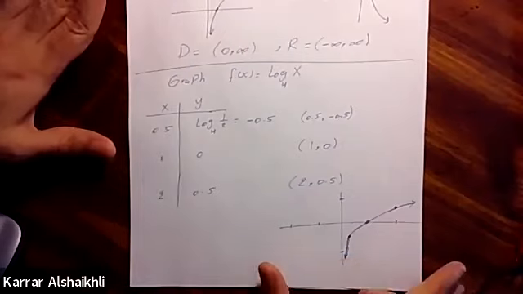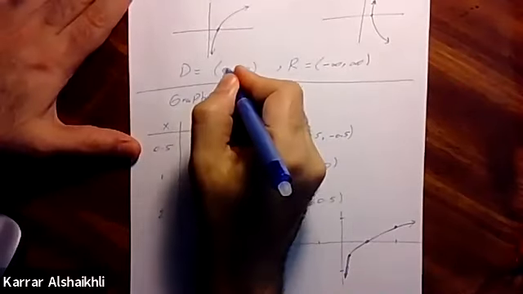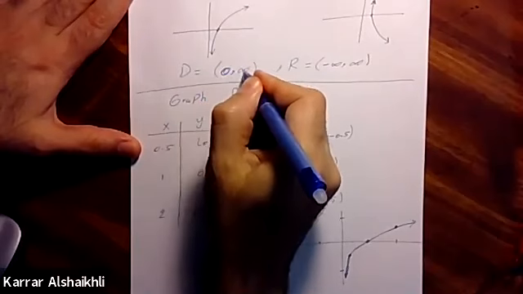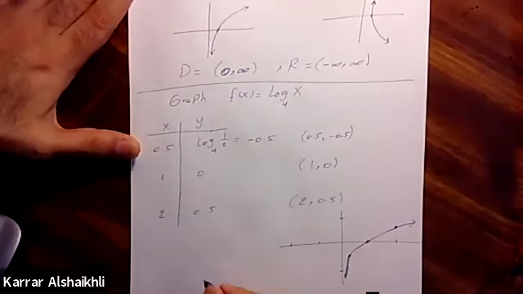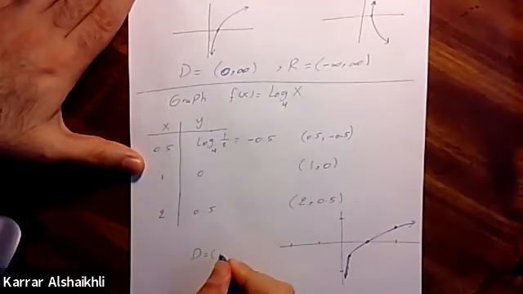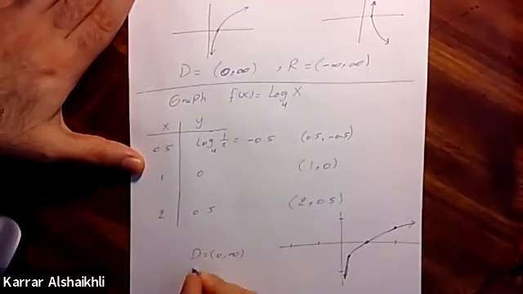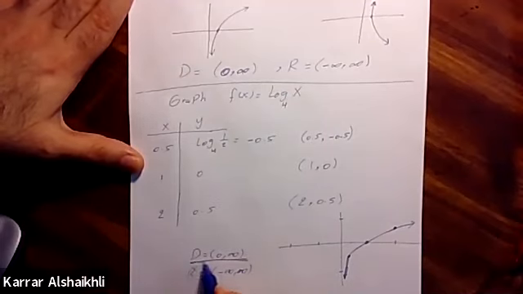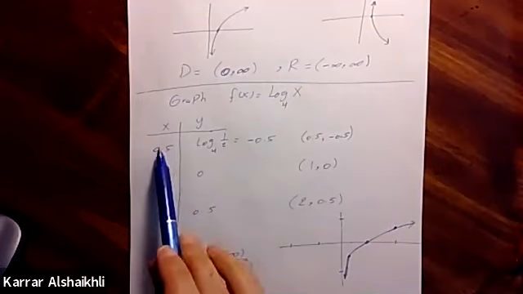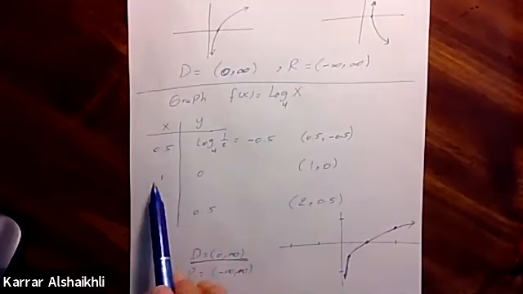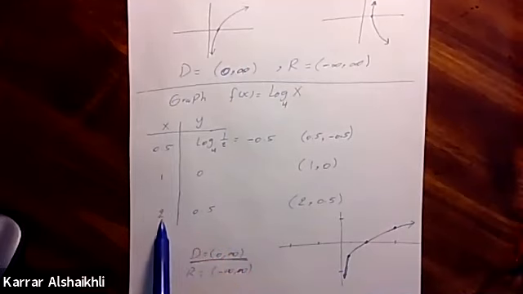Make sure the 3 points are between the domain 0 and infinity, because always the domain is from 0 to infinity, and the range is negative infinity to infinity. So make sure when you're picking the domain, pick the numbers. You see, half, 1, 2, or half, 1, 2, 3.